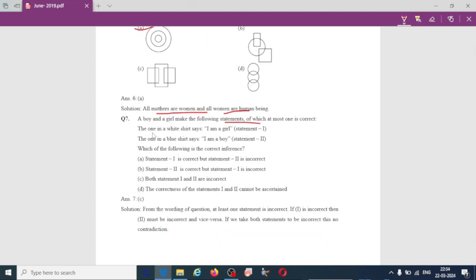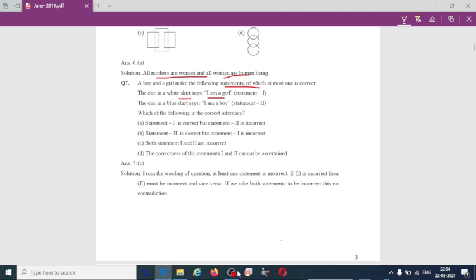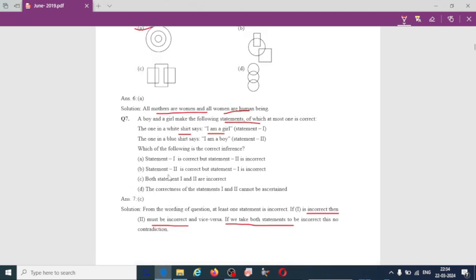A boy and girl make the following statement. Which among them is correct? The one in a white shirt says, I am girl. The one in a blue shirt says, I am boy. The second statement. Which of the following is correct? From the wording of the question, at least one statement is correct. If one is incorrect, then the second must be incorrect, vice versa. If we take both the statements to be incorrect, there is no contradiction. That's why here one in a white shirt says I am girl, one in a blue shirt says I am boy. So option, both the statements are correct.